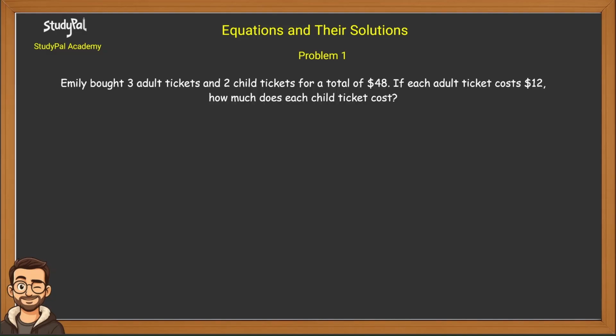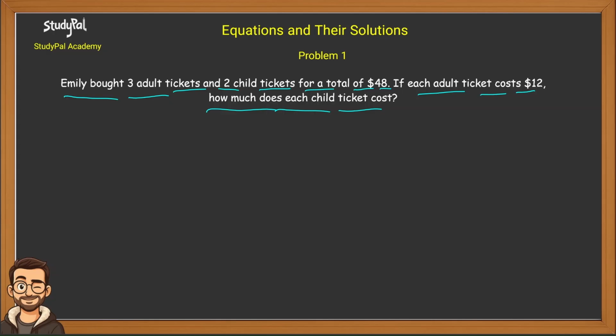Let's see. The first problem says Emily bought 3 adult tickets and 2 children tickets for a total of 48 in a movie theater. If each adult ticket costs $12, how much does each child ticket cost?